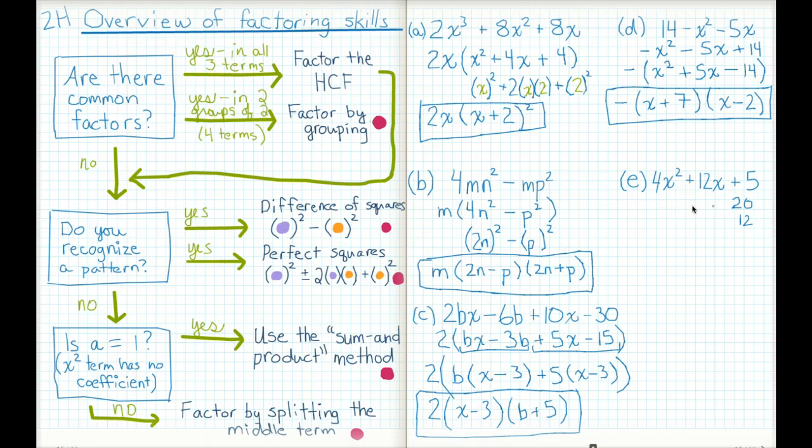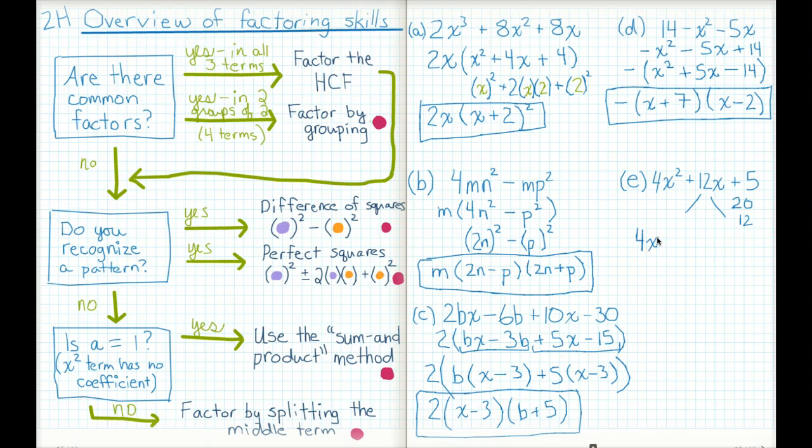So go through the factors of 20. 1 times 20 won't do it. 2 times 10. There we go. 2 times 10 is 20. And 2 plus 10 is 12. So that's what we're going to need. And remember, we split the middle term with that.